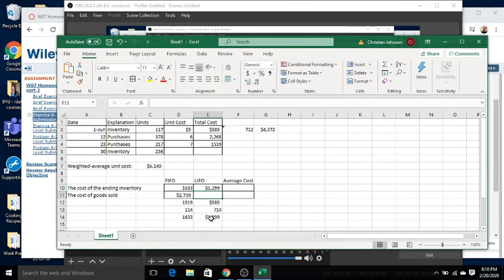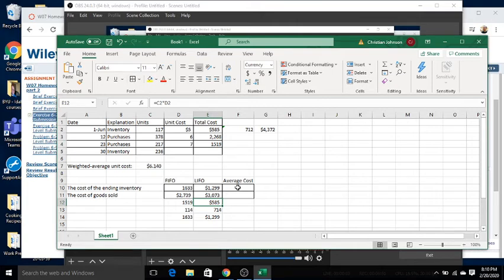And then once again we subtract the ending inventory from the total costs, which again is $4,372, and that is our answer for the cost of goods sold for LIFO.